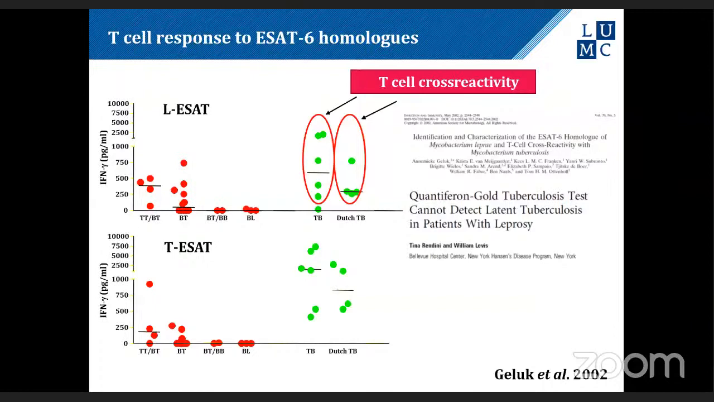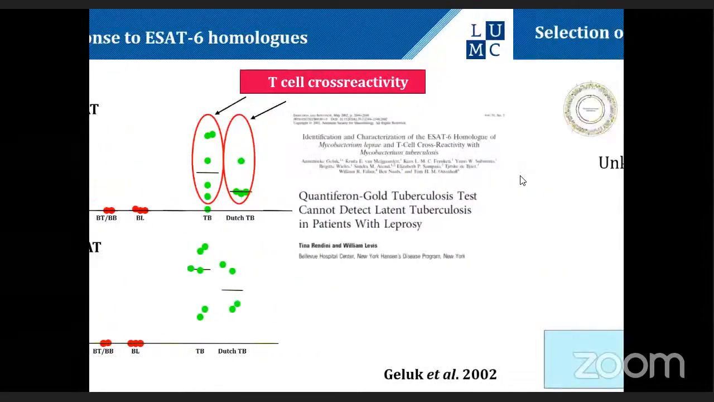And because in a lot of leprosy endemic areas TB also occurs, this was not a good way to go, we thought, because there's cross-reactivity. So you cannot identify whether it is TB disease or MTB infection or leprae infection. In addition, in a study in New York, William Levis also identified that latent TB in patients with leprosy could not be detected because they already react in the QuantiFERON Gold. So that is the leprosy patients responding to the TB ESAT, so the TESAT. So both ways they are cross-reactive. So we thought it was not a good way for a diagnostic for leprosy.